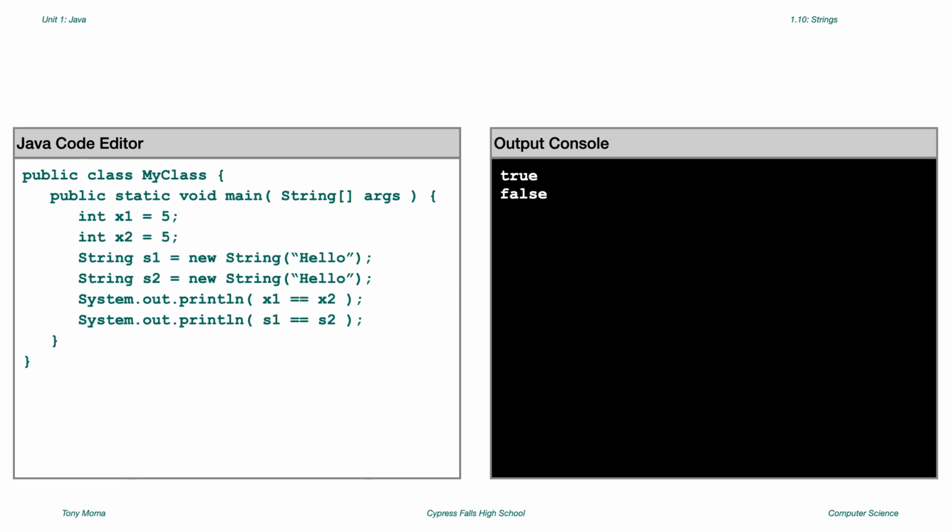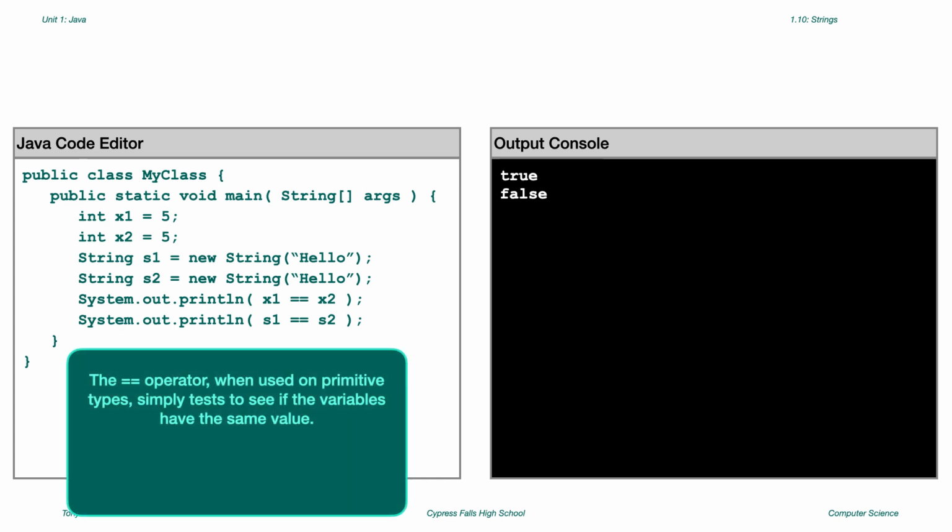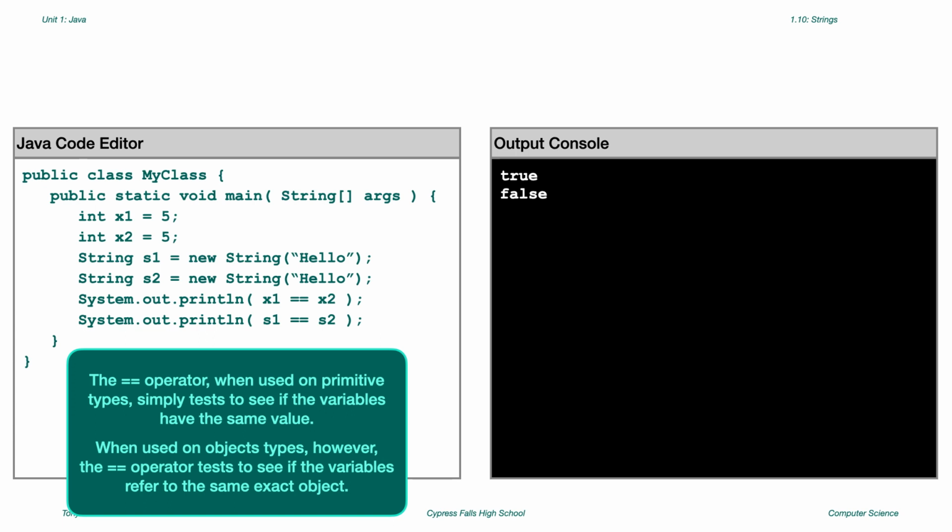The reason for this is because although s1 and s2 both contain the same string, they're not the same container. They are 2 separate containers, just like having 2 bottles of Sprite. Yes, both bottles have the same beverage inside of it, but they are not the same bottle. They are 2 separate bottles. In summary, the double equals operator, when used on primitive types, simply tests to see if the variables have the same value. When used on object types, however, the double equals operator tests to see if the variables refer to the same exact object. s1 and s2 do not refer to the same exact object.